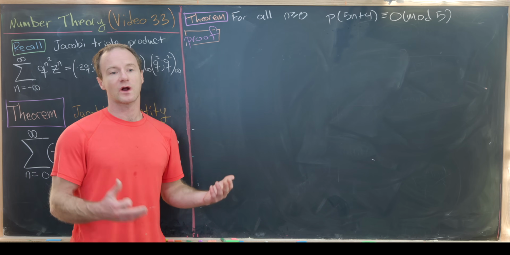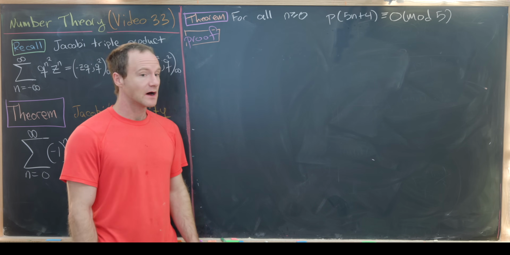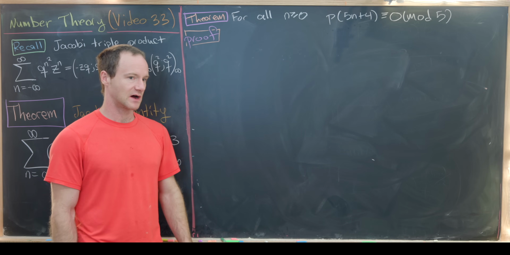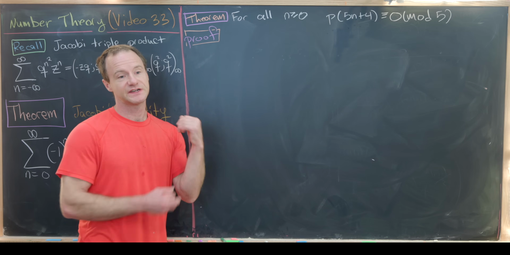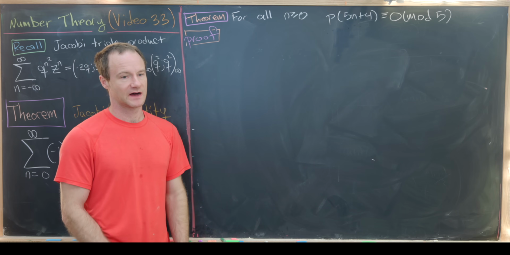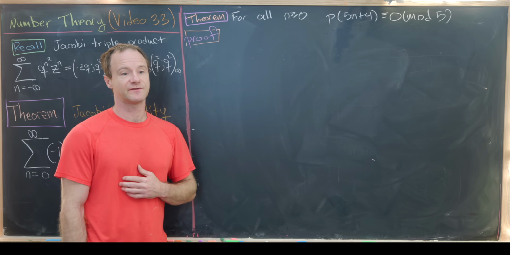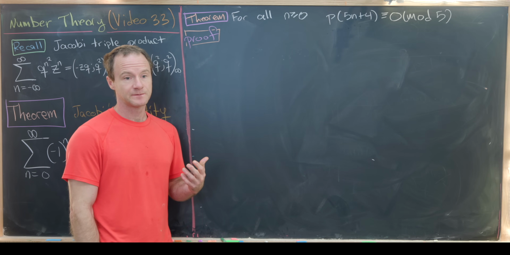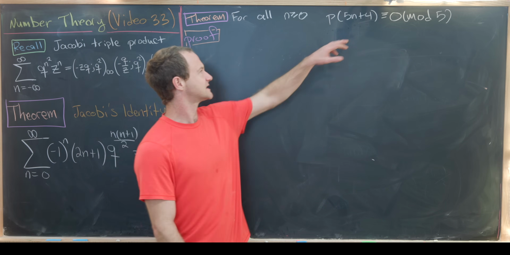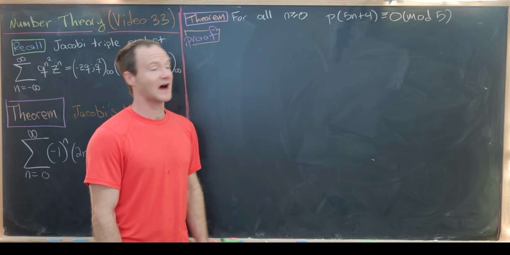So just for an example, the number of partitions of the number 4 is 5. Well, that's 0 mod 5. The number of partitions of the number 9 is 30. That's also 0 mod 5. The number of partitions of the number 14 is 135. That's 0 mod 5. Okay, so that's the first couple numbers that are 5n+4.